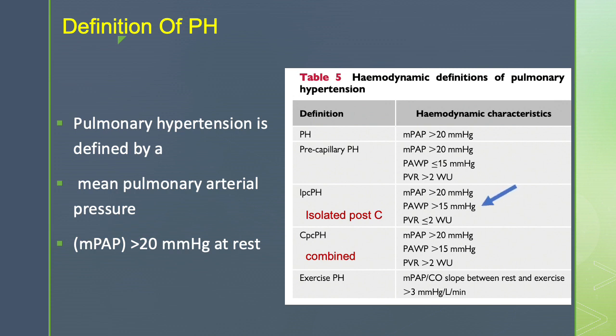So as it shows, if it's combined, you'll have all of the three. You'll have a higher pressure, you'll have a higher wedge pressure, and you'll also have higher vascular resistance. So that's combined for you.